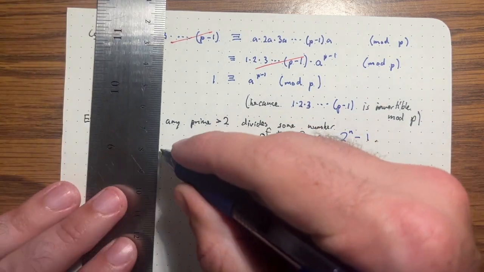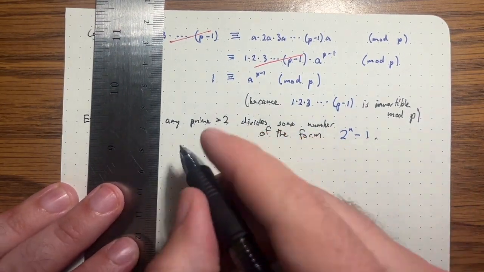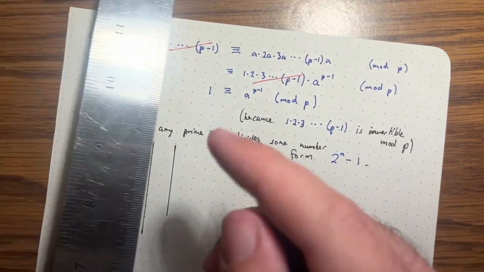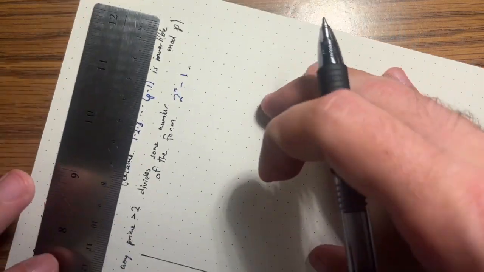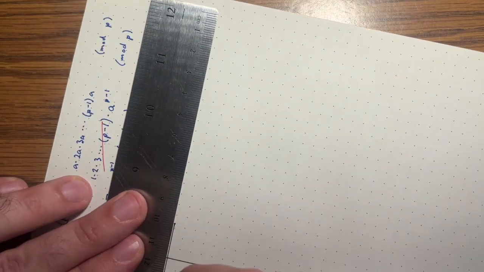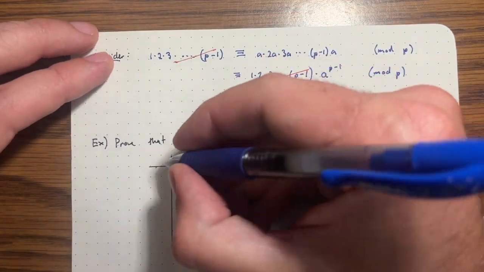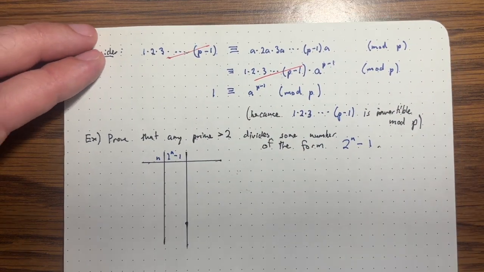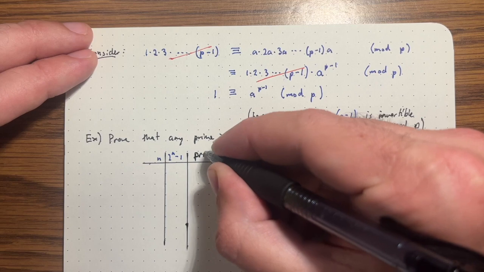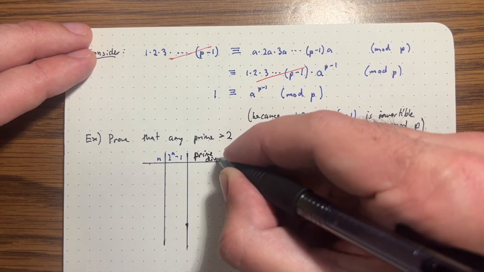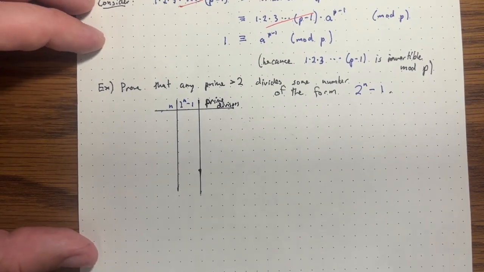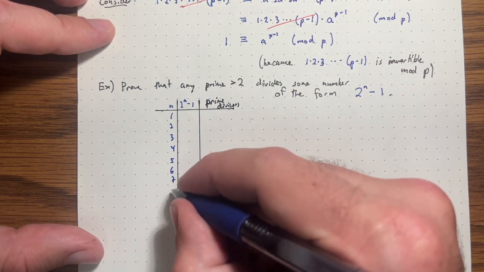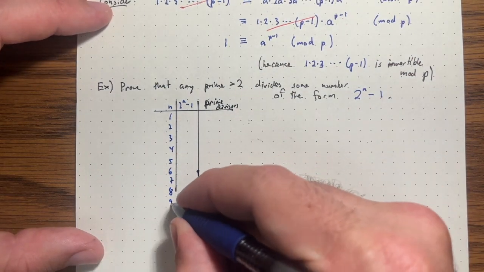Just for fun, let's look at a few examples. I'm going to make a table here. This will be n. This will be 2 to the n minus 1, and let's look at all the prime divisors. n could be 1, 2, 3, 4, 5, 6, 7, 8. I don't know how high I want to go here.